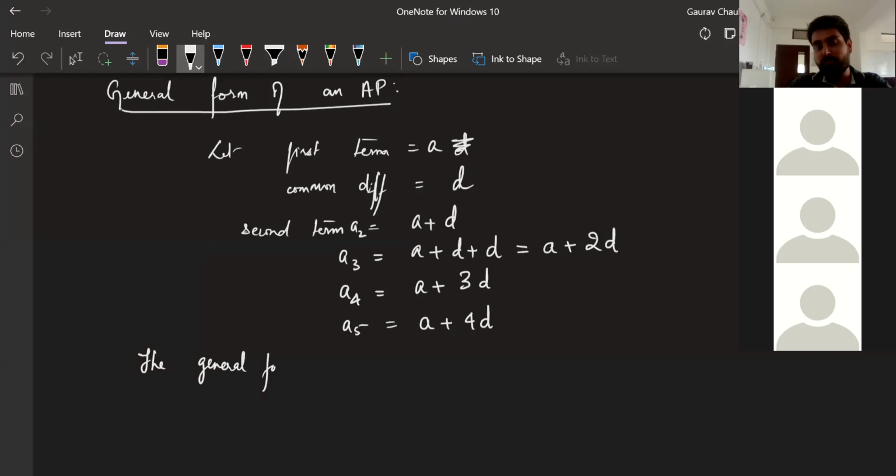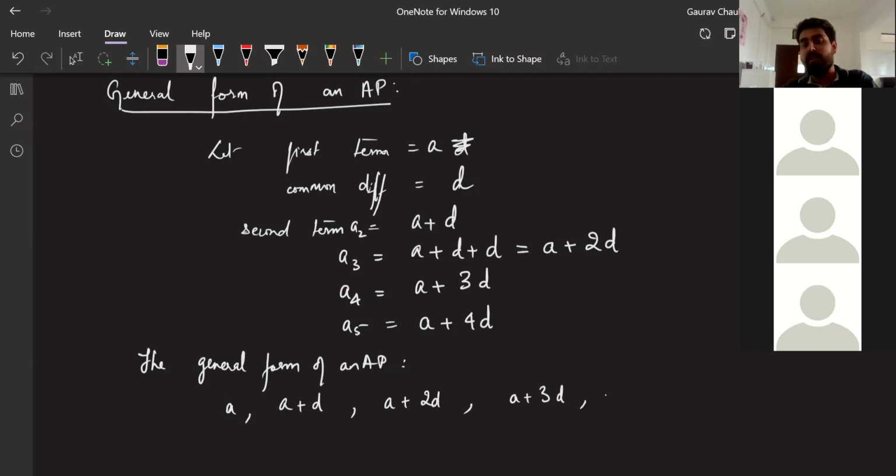The general form of an AP is given like A, comma. It's a sequence, so we are writing it with commas. In place of A2, I can write A plus D, comma. Next, I can write A plus 2D, comma, A plus 3D, comma, and so on. That is the general form of an AP. Can you please take this down, whatever we have written on the board.